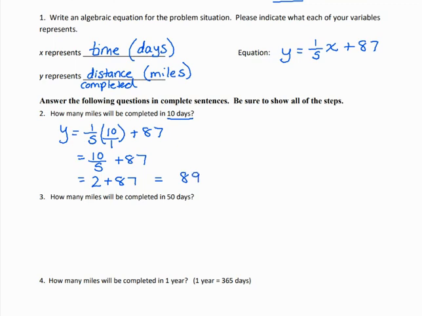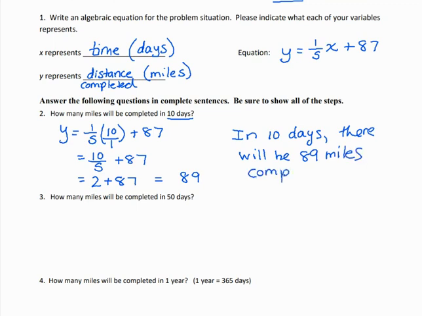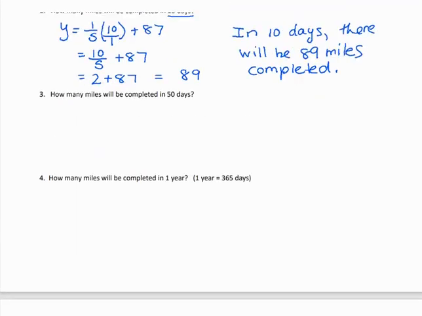So answering in a complete sentence, in 10 days, there will be 89 miles completed. Does that make sense? Okay, so I'm going to let you guys try these other 2 before we head off to lunch.